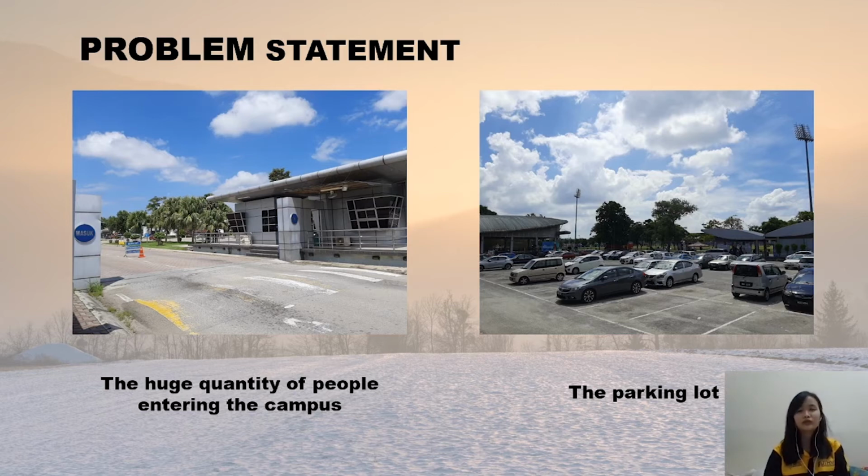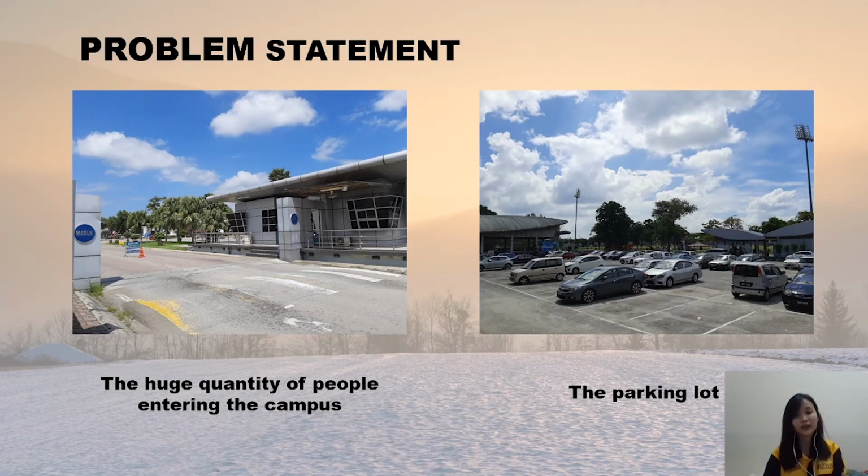And next, the problem statement. We found that there are a few problems in the campus that prevent us from reaching a smart campus. First of all is the huge quantity of people entering the campus. Because of that, we don't know about strangers entering our campus and what will happen to us, the staff, lecturers, or students. So they will worry and feel unsafe.